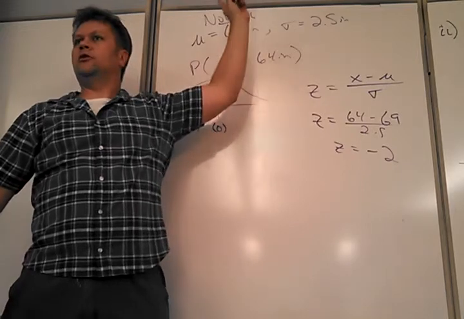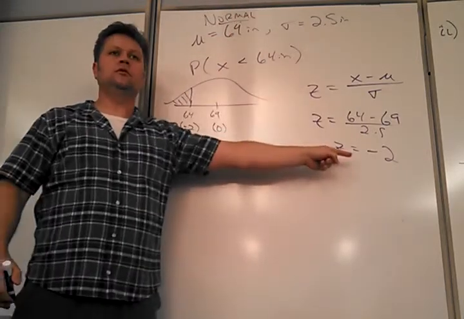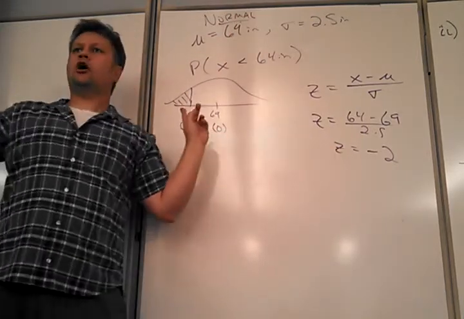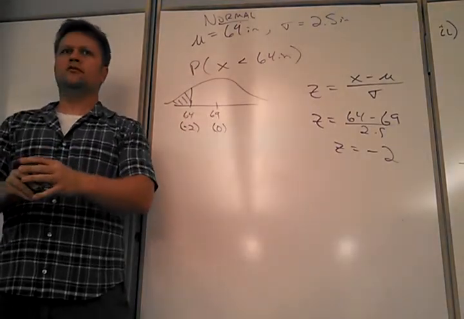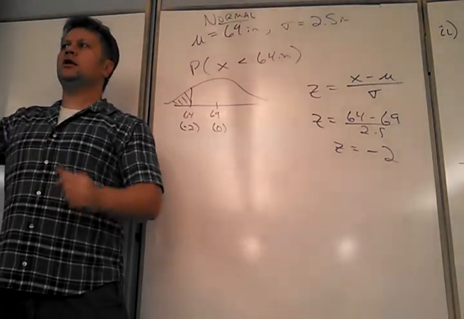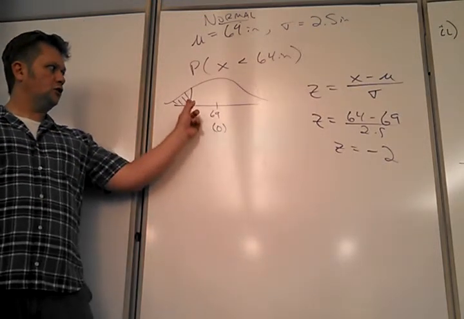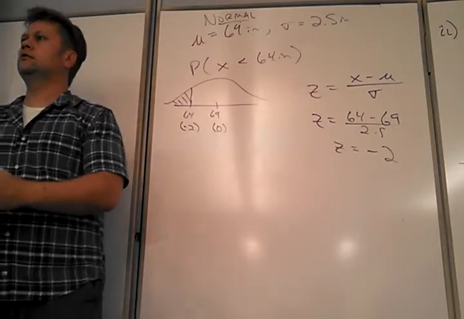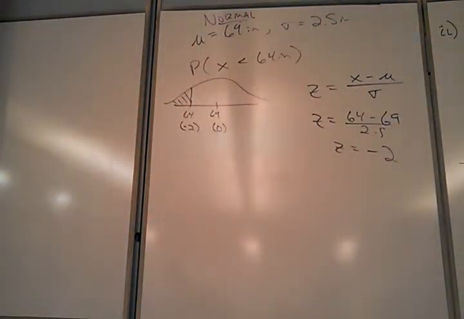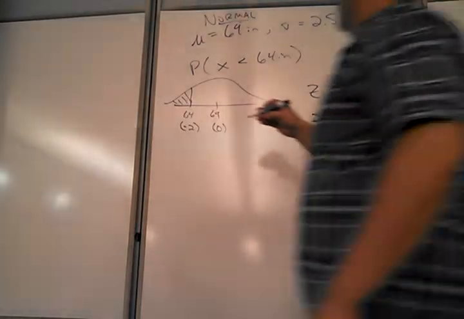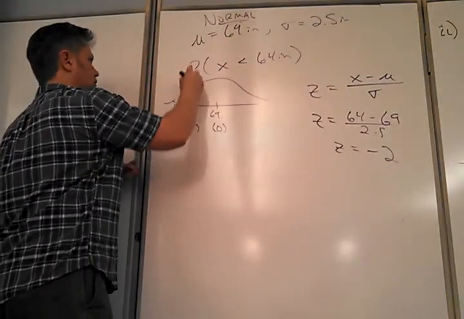Because what does the chart always tell me? The area that is below the z-score I look up. So sure enough, if I look up -2, that's exactly the area that I want. Looking up -2.00, I get 0.0228. So this probability here is 0.0228, and this answer would be about 2.28%.